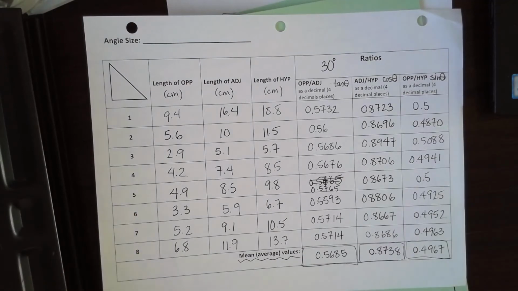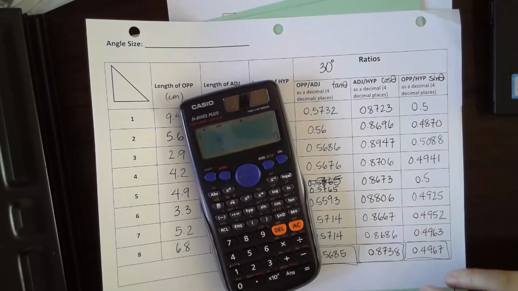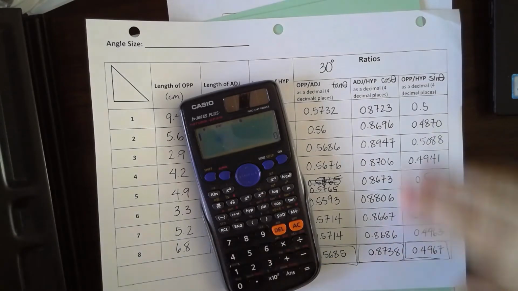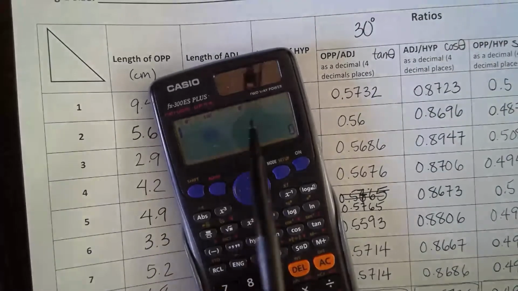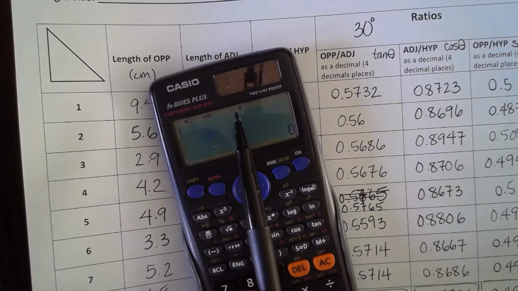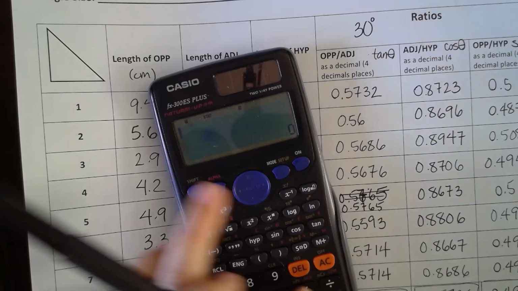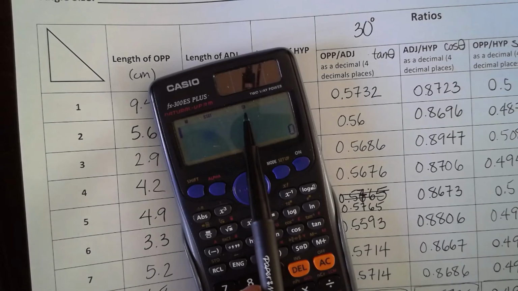And what's really cool is, in our calculator, I'm going to zoom in a little bit on my calculator here. As long as my calculator is in degree mode, and you'll notice I have a little D up here in the display, you might have a DEG in the display. That means you're in degree mode. That's good because our angles are measured in degrees. If you're in radian mode, you'd have a little R or a little RAD in the display here.